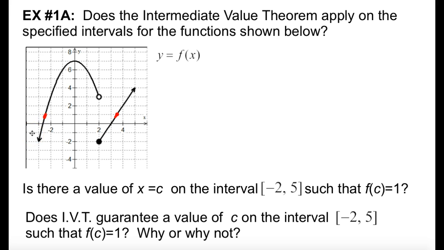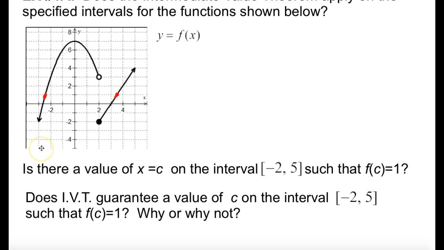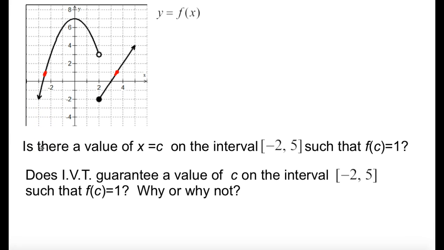So then we want to think about, well, does the intermediate value theorem actually guarantee this? Does the intermediate value theorem actually guarantee that I will have that value?